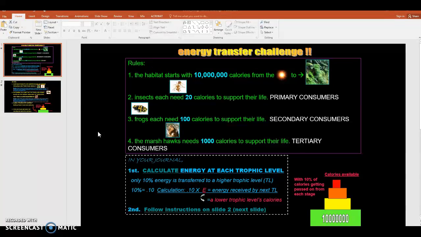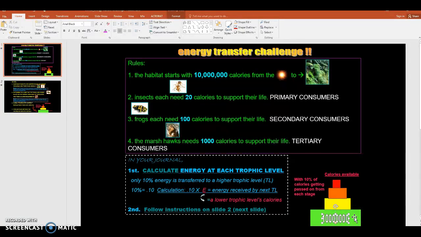The information we have available is that the habitat starts with 10 million calories from the sun that goes to the plants. Again, that's the starting point. Just focus on that. Our habitat starts with 10 million calories that the plants have created using sunlight, and you see that here at the bottom trophic level. We know that the plants have 10 million calories available to them.